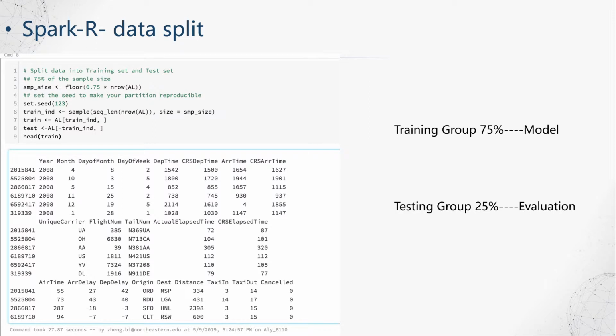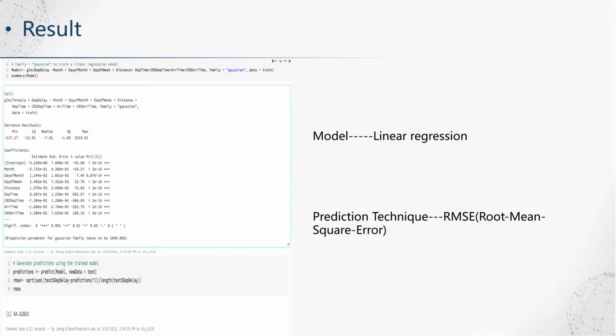First, we need to split our dataset into training and test sets with 75% and 25% respectively. Then we are able to explore how to predict departure time delay in terms of its features by training a linear regression model on the training group data. After we got the model, we use the predict function on the test group to see how well the model works on new data, and evaluate the model based on a parameter called RMSE, which is a measurement of how spread out those residuals are.